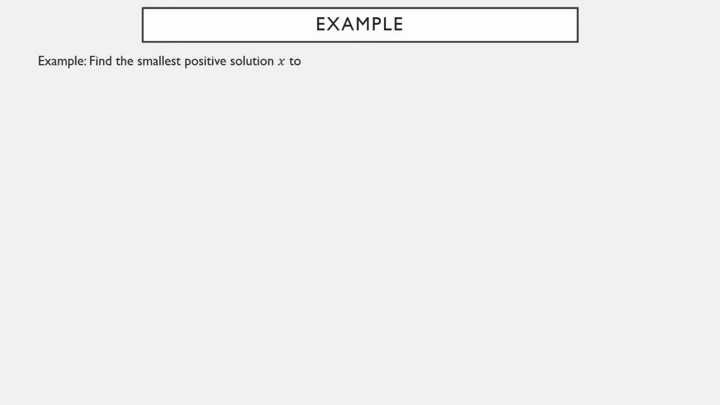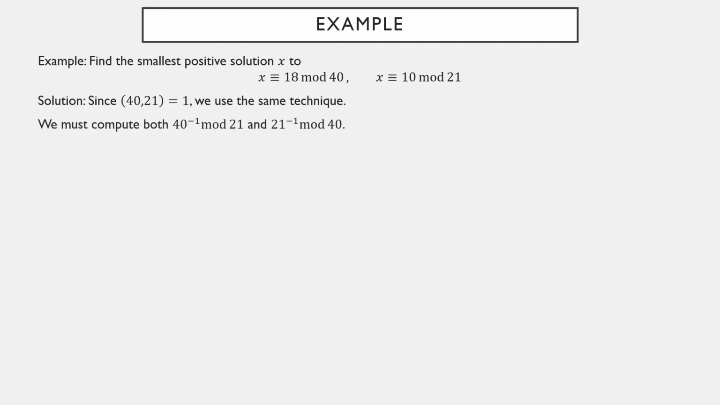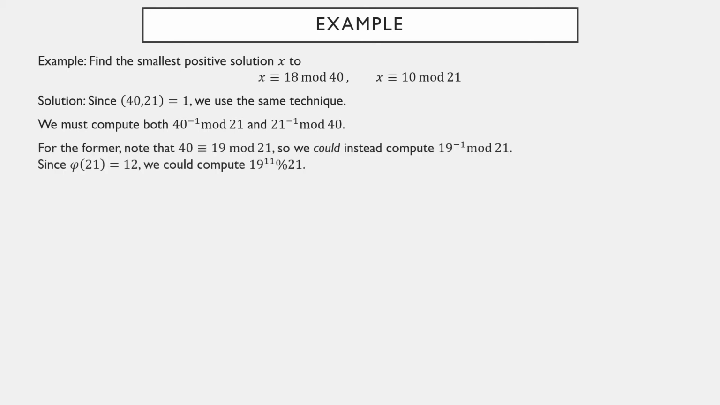For example, let's find the smallest positive solution to the following pair of congruences. Well, our bases 40 and 21 are relatively prime, so we can use the same technique. We have to find the inverse of 40 mod 21 and the inverse of 21 mod 40. Now 40 is equivalent to 19 mod 21, so instead of 40 inverse, we can find 19 inverse. Phi of 21 is 12, so by Euler's theorem, 19 to the 12th is equivalent to 1 mod 21, which means 19 times 19 to the 11th is equivalent to 1 mod 21.